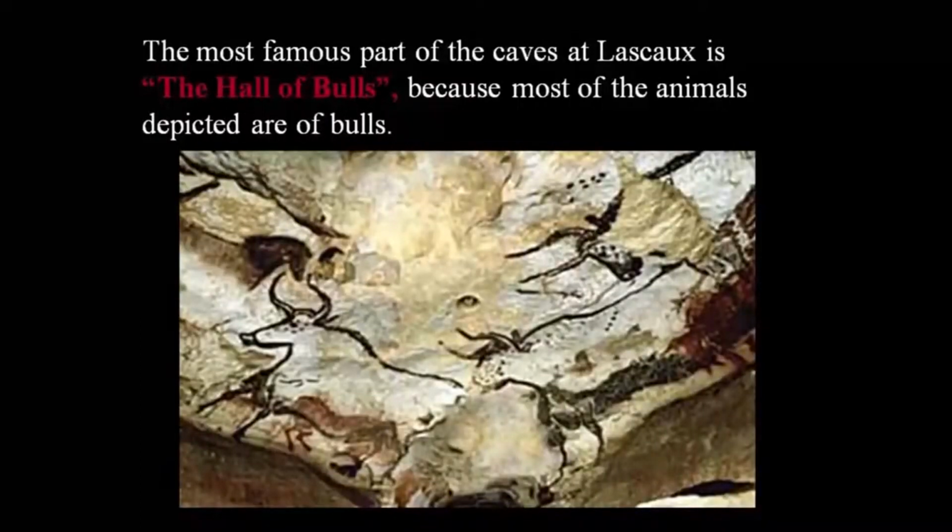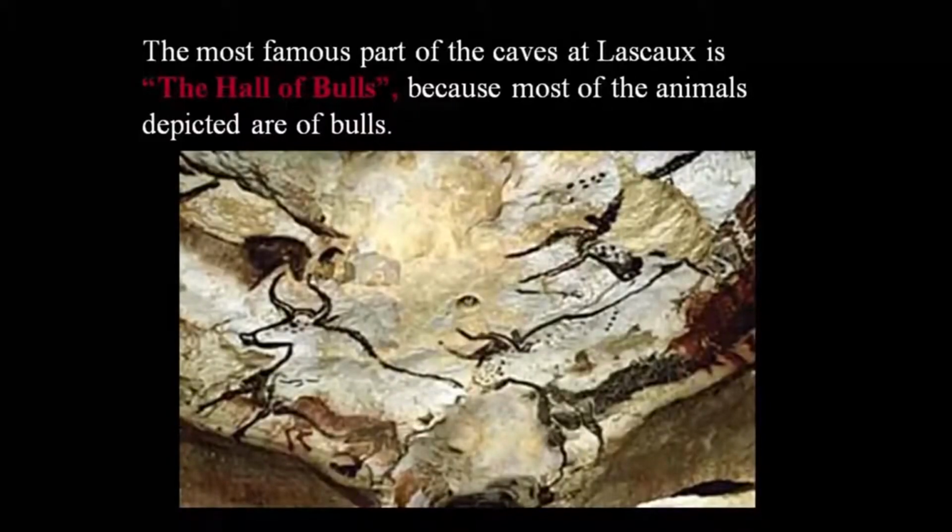The most famous part of the cave at Lascaux in France is the Hall of the Bulls, because most of the animals depicted are bulls. It is also very interesting that they chose one particular animal, the bull, and filled one particular portion of that cave entirely with only bull images. Now why? We need to ask these questions with the apprehension that we may not get the right answers. It's difficult. There could only be assumptions.